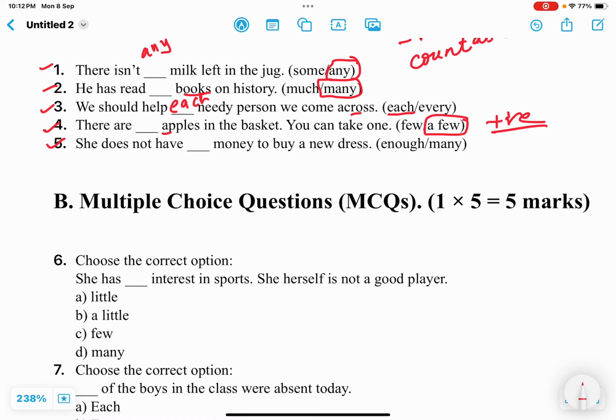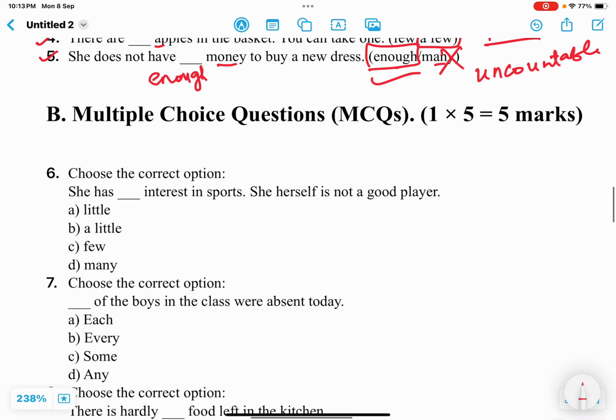Question number 5 is, she does not have dash money to buy a new dress. So enough or many? First, money is uncountable, so obviously many is wrong here. So what is the correct answer? That is enough. She does not have enough money to buy a new dress. I hope these 5 questions are very much clear to you all.